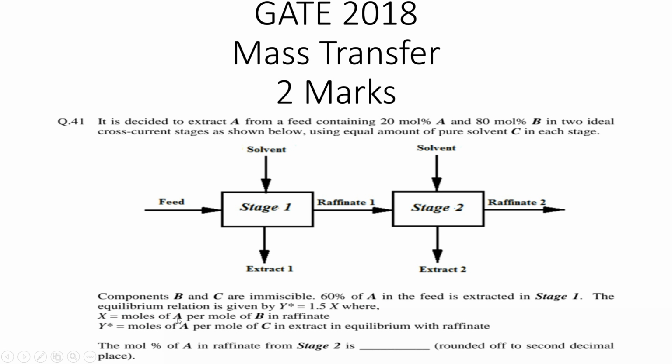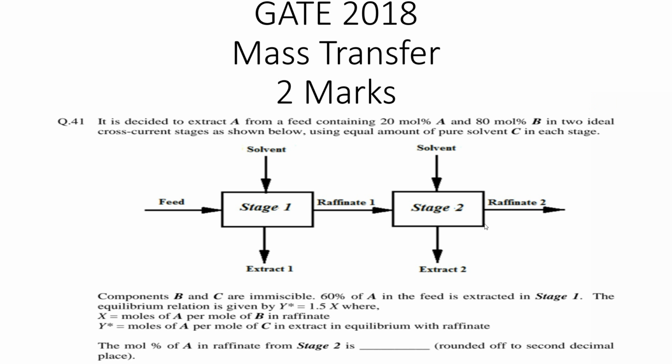Right, X is the moles of A per moles of B in raffinate, and Y star is the moles of A per mole of C in extract in equilibrium with raffinate. The mole percent of A in the raffinate from stage 2 is. Let's start with the solution.